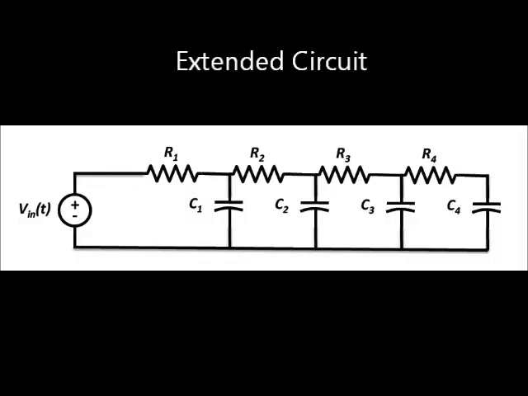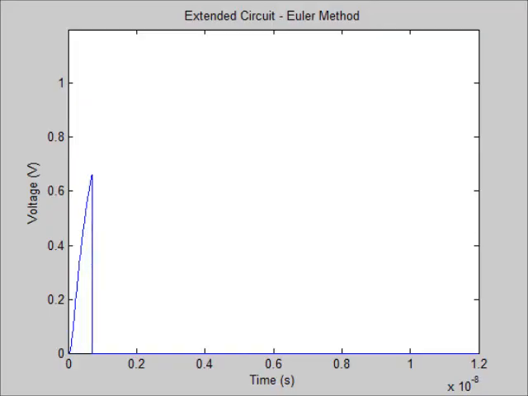And the last one I wanted to look at was an extended circuit. And again, I'm going to look at the voltage across the very last capacitor. And I have a simulation of a ramp response input. As you can see, the input initially goes up very high and then saturates at 1 volt.